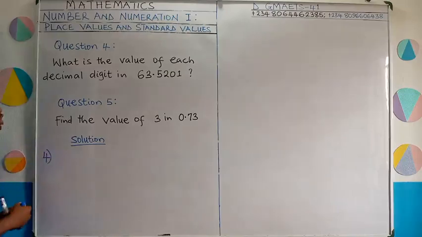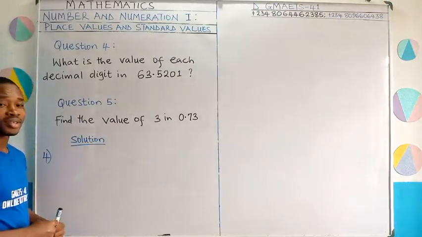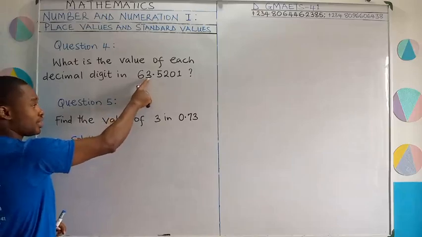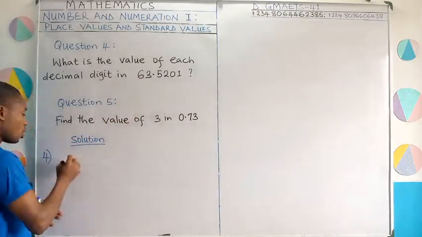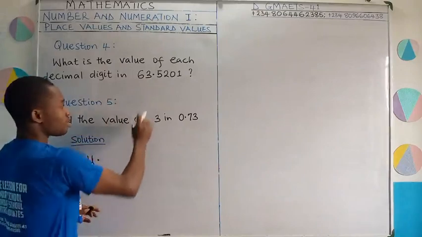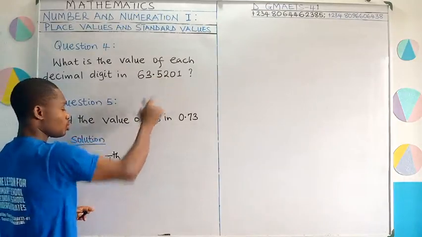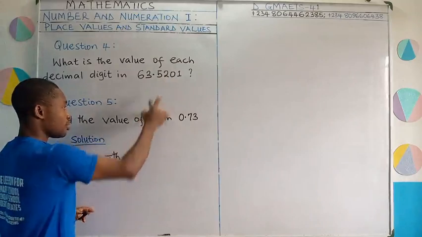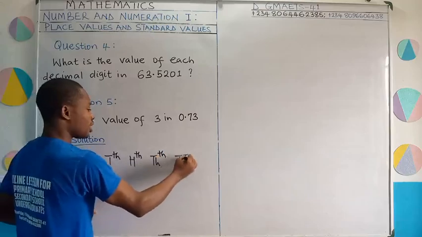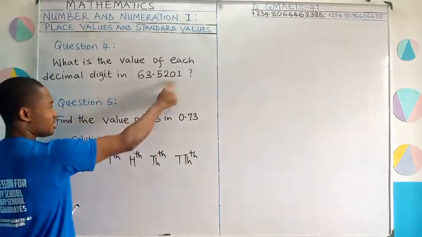Number 4, solution. Now we have this number. Once again, I'm going to write out their place values. This 6 is tens, and then 3 is units. So I actually have tens and units in that number. Then we have a decimal point. This 5 is tenths, that's a decimal digit. This 2 is hundredths, and then 0 is thousandths. Then 1 is ten-thousandths. These are the place values of these digits.